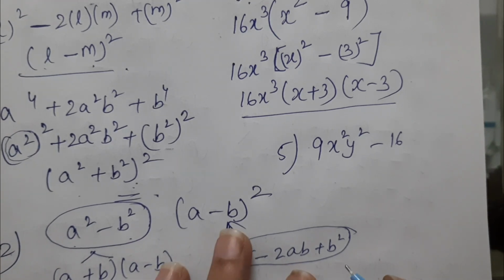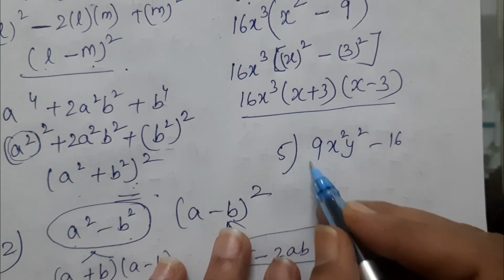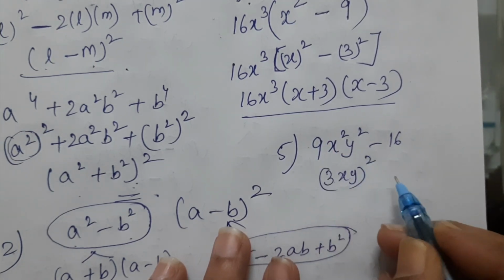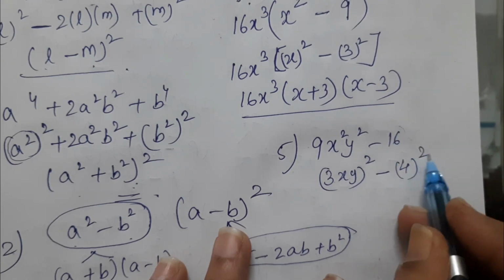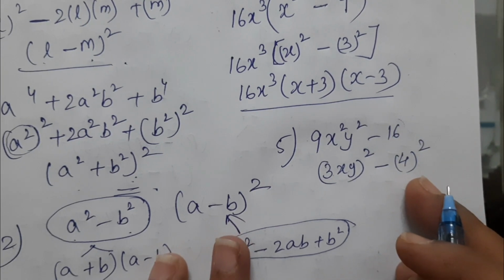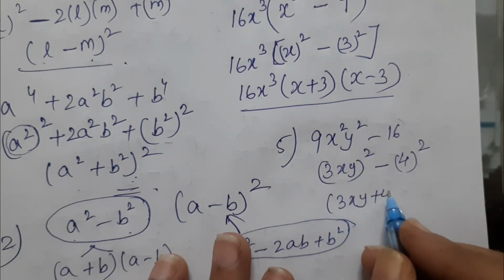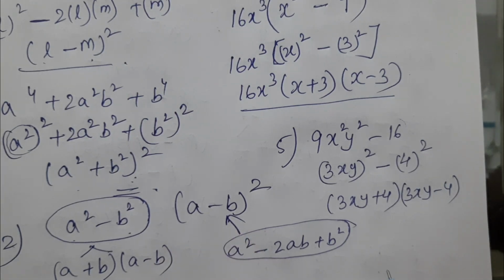I think everyone who is watching the video is internally giving the answer. Here 9 is there, so we should make 3xy square. Very good, you guessed correct. Here 16 is there, so it's 4 square. No number or letter is there, only alphabets. So only 4 square. Again we'll write them once in plus, once in minus. So this is our final answer.